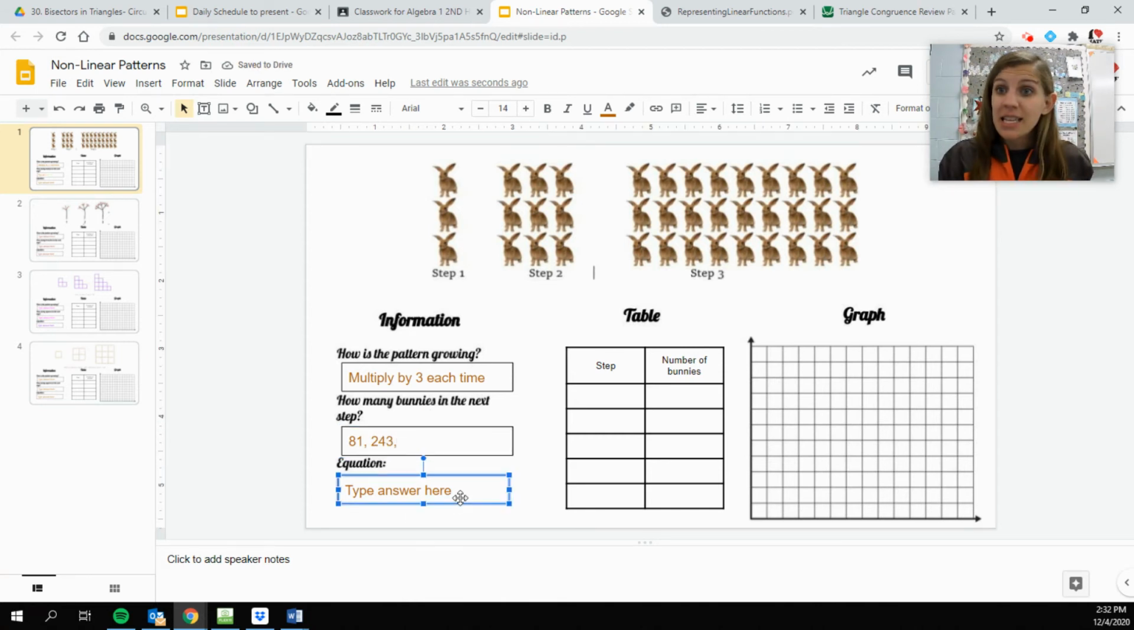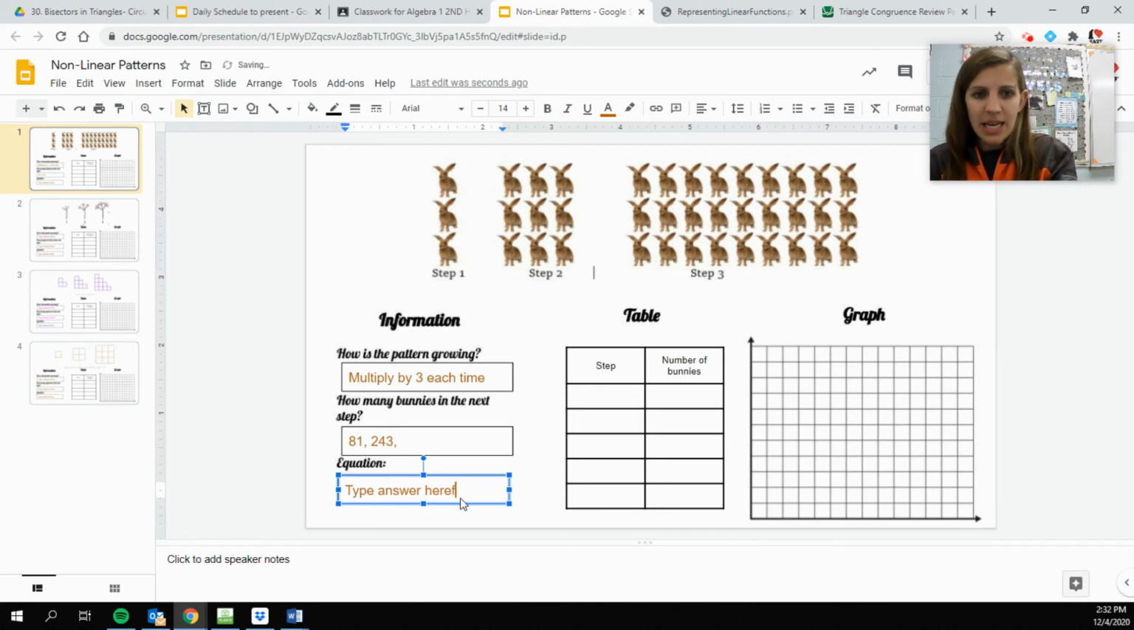Now the equation, this was like that first example we did, where when I times by something every time, whatever number that is, I am raising that to the x power. So this would be something like 3 to the x power because we're timesing by 3 each time. And we might have to add to that.